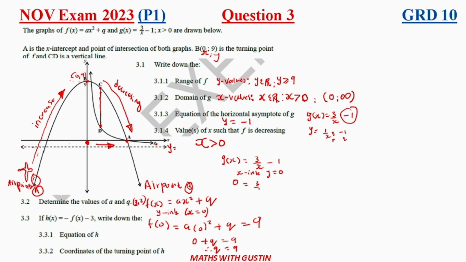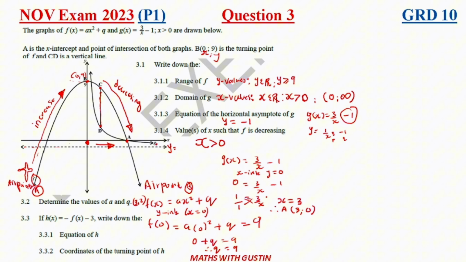In this case we've got 3 over x minus 1. So we take 1 to the other side, which gives us positive 1, 3 over x. Therefore we cross multiply here to look for x. This is as good as 1 over 1. So therefore x is equal to 3. Therefore this means the coordinates of A will be given to us by (3, 0).